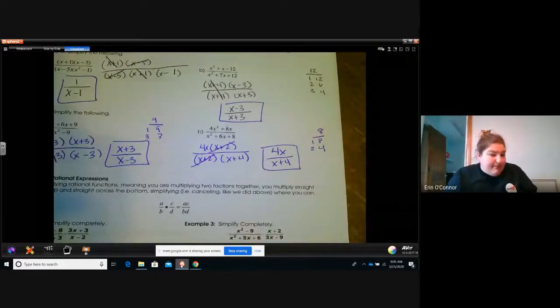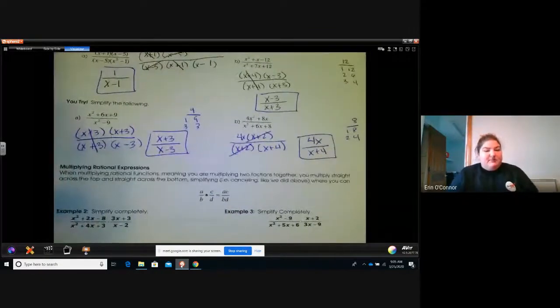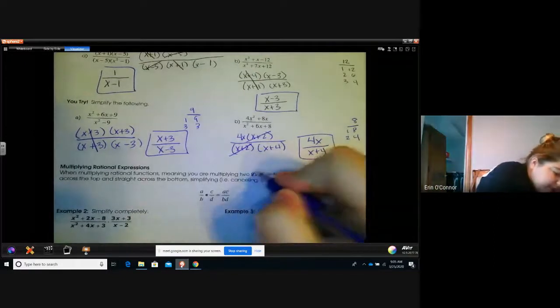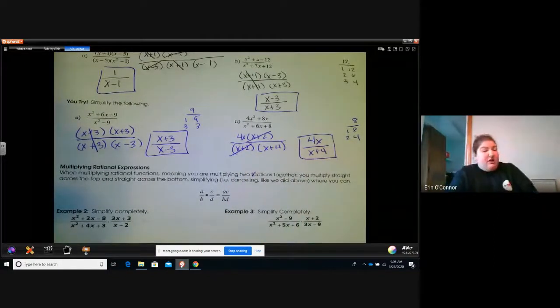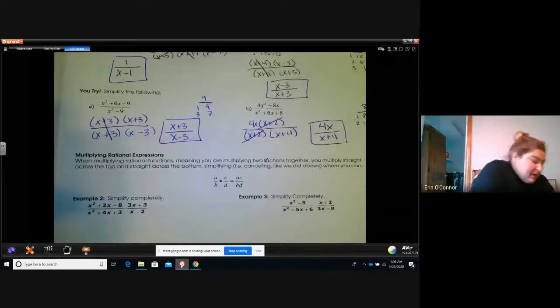So now we're going to look at multiplying rational expressions. When multiplying rational expressions, meaning you are multiplying two fractions together, you multiply straight across like we do in regular fractions. So we're going to multiply straight across the bottom and the top, and then cancel like we did above. But first, we need to factor out where possible. So I'm not even going to multiply these. I'm going to factor out and just put it all together.